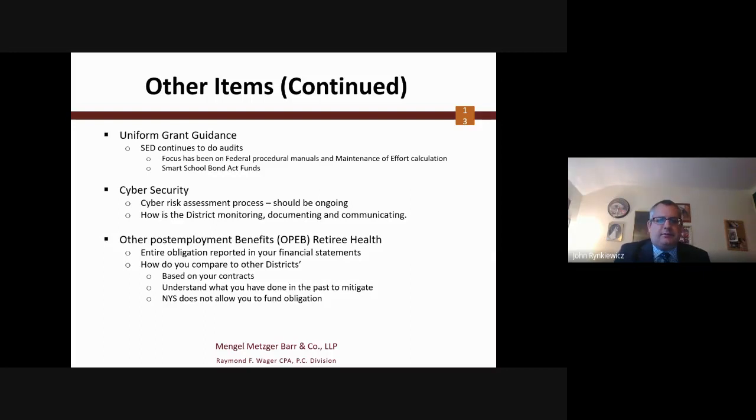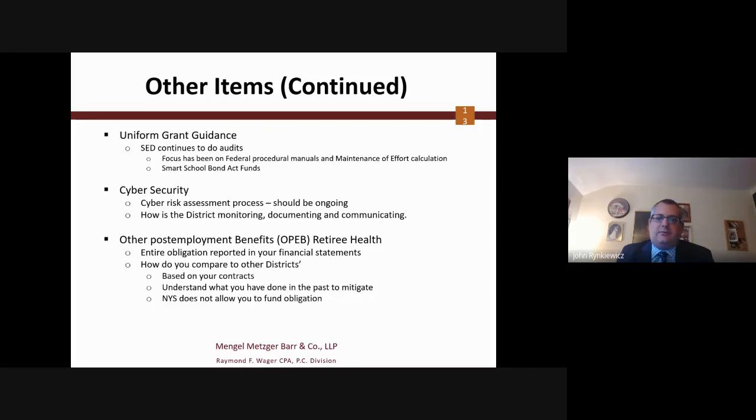OPEB, something we've talked about before, and with our districts, we talk about this. So that whole obligation is now sitting on your government-wide balance sheet, and it certainly impacts the bottom line. Your district has done a very good job of controlling those costs. It's based on the benefits you provide to your employees, and how lucrative those are. So it's just important to note that the district has done a good job with that and keeping that liability down.